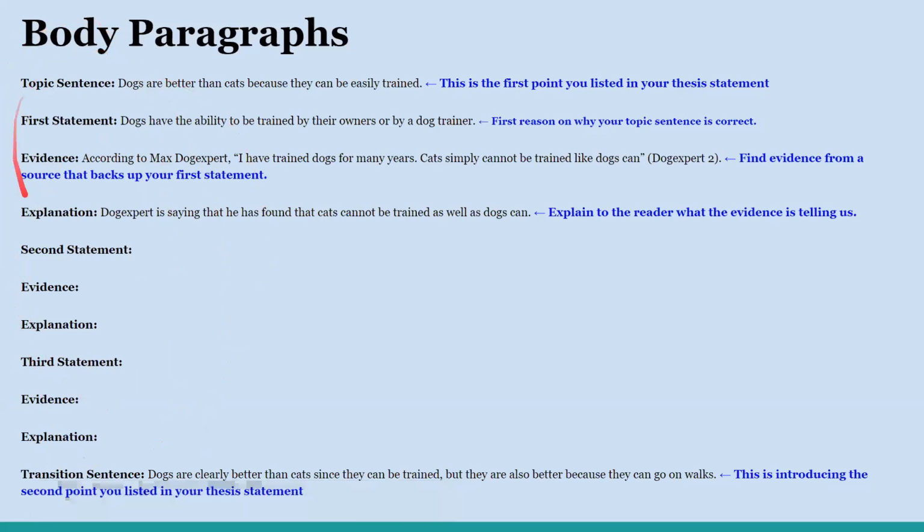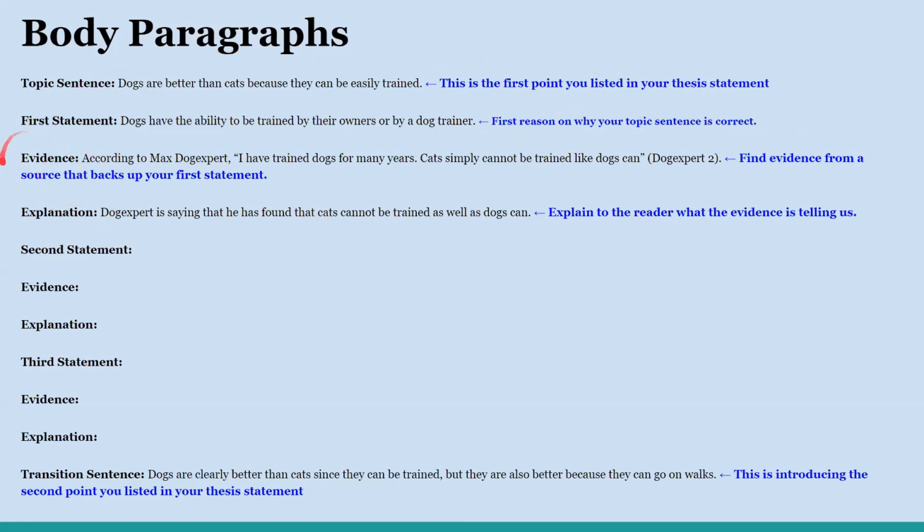Okay, so I did an example for one of them, and then the rest I left blanks because you kind of already get the idea. Okay, so you'll start with your topic sentence for your first body paragraph. So dogs are better than cats because they can be easily trained. This is the first point you listed in your thesis statement. And then you have your first statement. So this is basically backing up why you believe this. So dogs have the ability to be trained by their owners or by a dog trainer. So this is your first reason on why your topic sentence is correct.